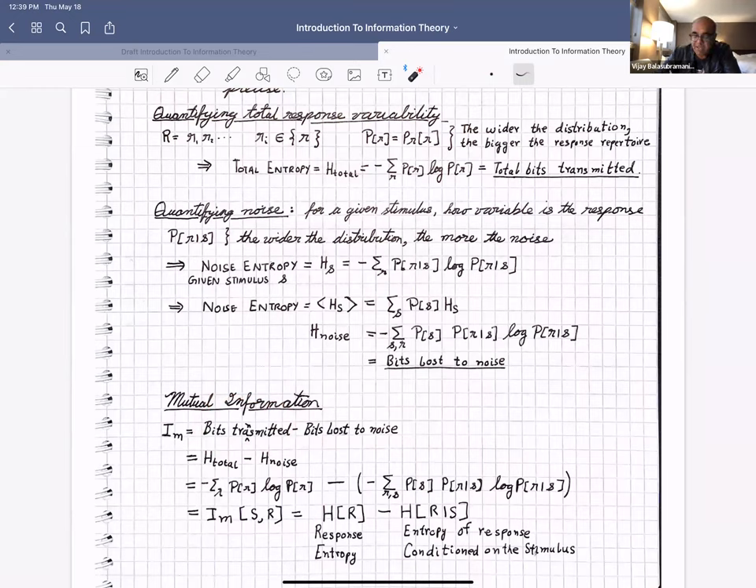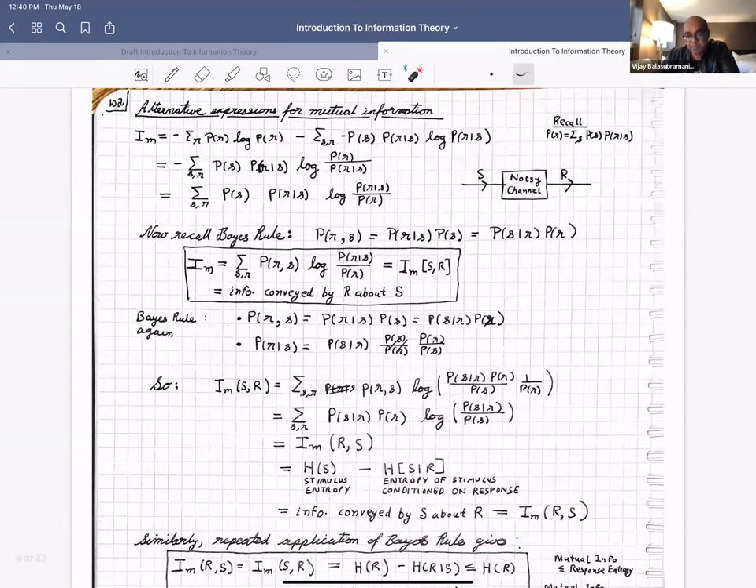And there are many ways of writing this. We can just write out explicitly the expression in terms of the probability distributions. And it's often written as the mutual information. You take the letter I for that, I of S and R. And you can write this as the response entropy minus the conditional entropy of the response given the stimulus. So that's a standard expression. Now, this is also an object with many interesting properties.